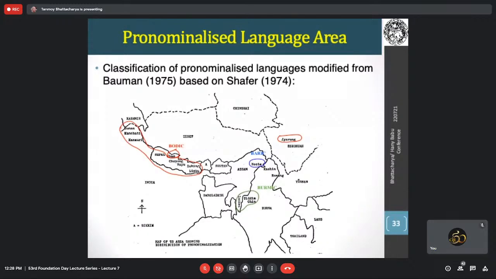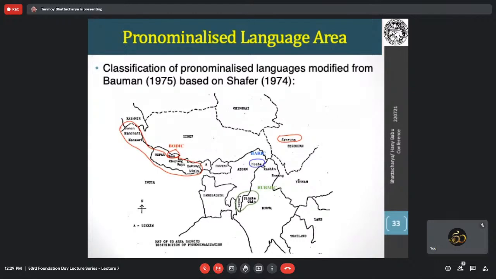This is the area of the pronominalized Tibeto-Burman languages. This is also from Bauman's thesis, which is based on Schaffer, but I have given color codes and show you the pockets. So there are three pockets, you could say. One, Gyalrong is kind of an isolate in Northwest China, but otherwise you see the Himalayan foothills, the Kiranti languages, so Tibeto-Himalayan languages.